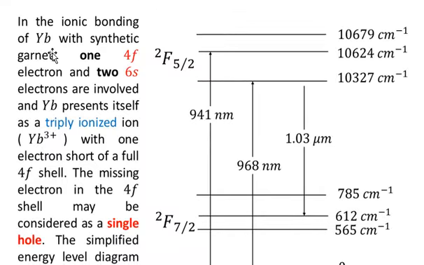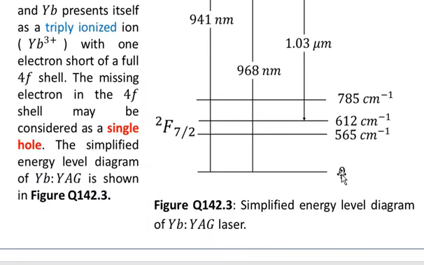In the ionic bonding of the ytterbium with the synthetic garnet, 1 4f electron and 2 6s electrons are involved, and ytterbium presents itself as a triply ionized ion, that is Yb3+, with 1 electron short of a full 4f shell. That is, the 4f shell is missing 1 electron, so we can say that there is one vacancy in the 4f shell. The missing electron in the 4f shell may be considered as a single hole. The simplified energy level diagram of the ytterbium YAG is shown in figure number 3.